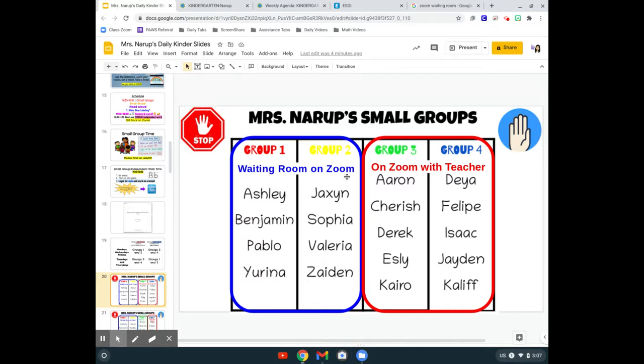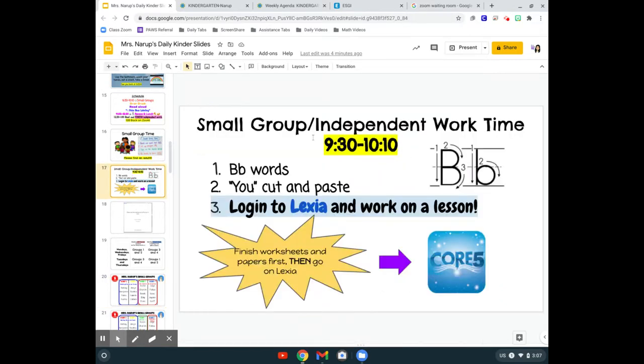Their names are here. And then if your name is on this side, that means you're working on those papers in the waiting room on Zoom. So with no one there to help or watch, really. That's why it's important that someone at home or whoever is there watching over them is aware of what work we're laying out each day. It will help them keep focused and just remind them what their goal is for this time.